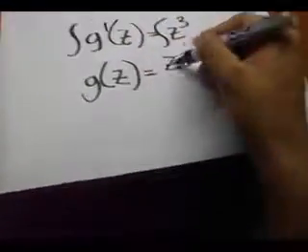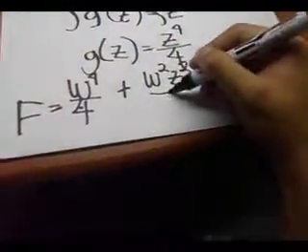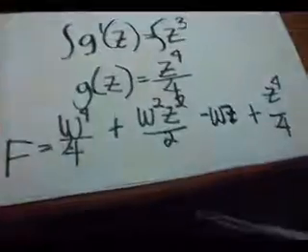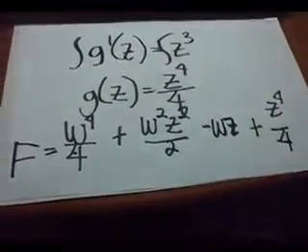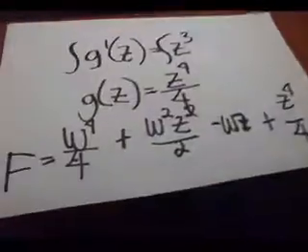So we go back to that function as w to the fourth over 4 plus w squared z squared over 2 minus wz plus the one we got for g of z, which is z to the fourth over 4. And there you have it, the entire equation: w to the fourth over 4 plus w squared z squared over 2 minus wz plus z to the fourth over 4.